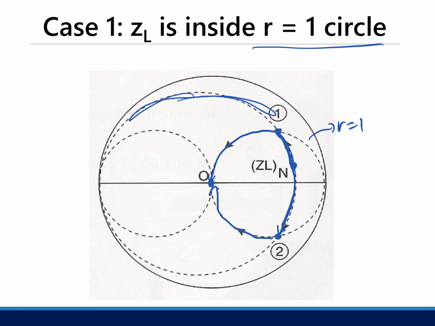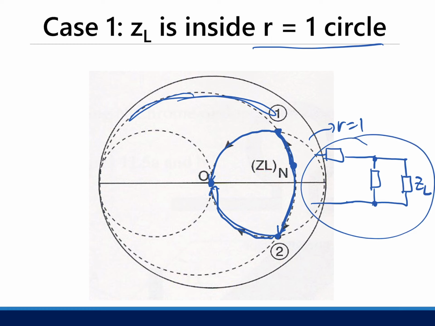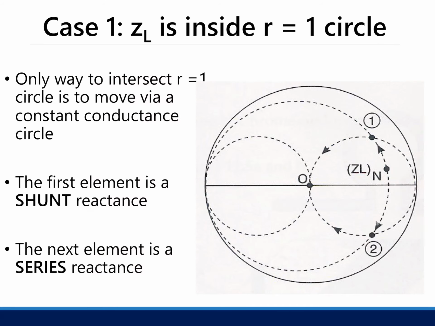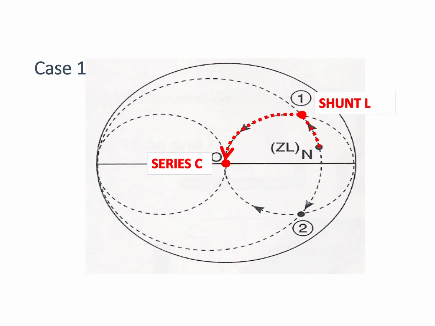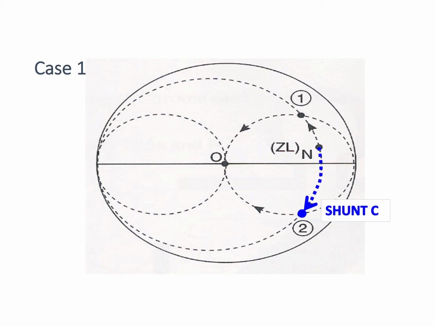So the first movement is a constant conductance movement. That would mean you're connecting a shunt element to your load impedance. Okay, that's the first step. After you move with a shunt element, you connect a series element to move in a constant resistance circle. So this is the type of circuit that does that behavior. Okay. So this is what I told you earlier. So the next case, so that's just some animation. Okay, there you go.